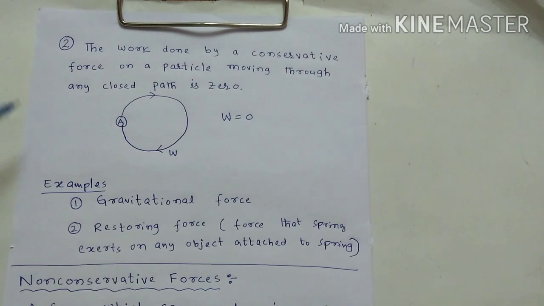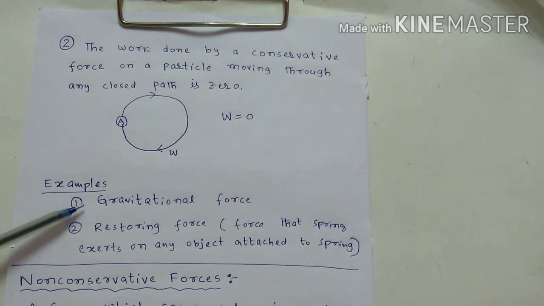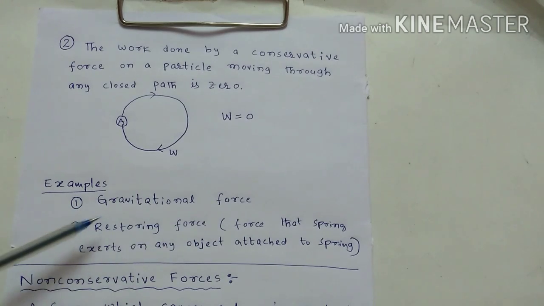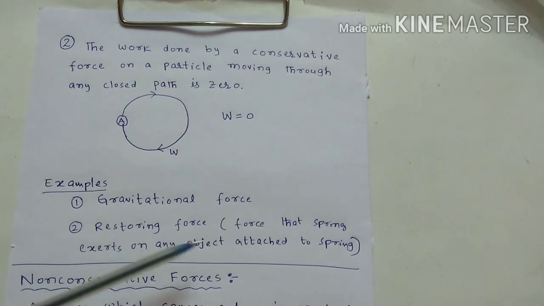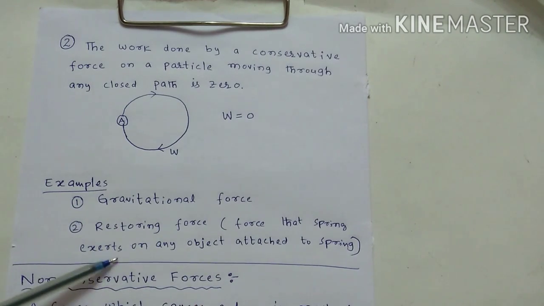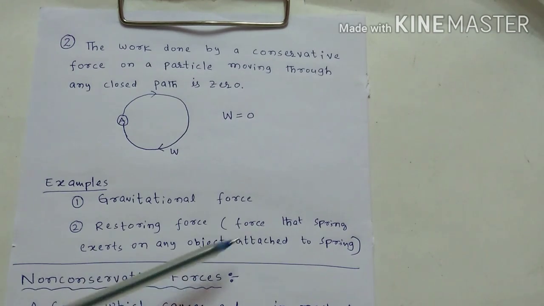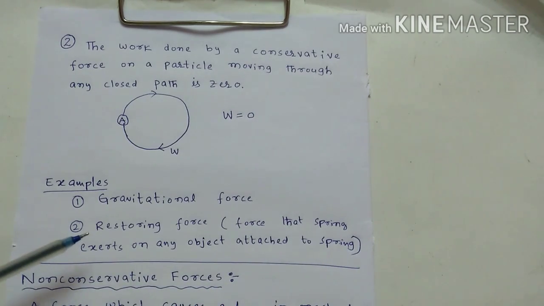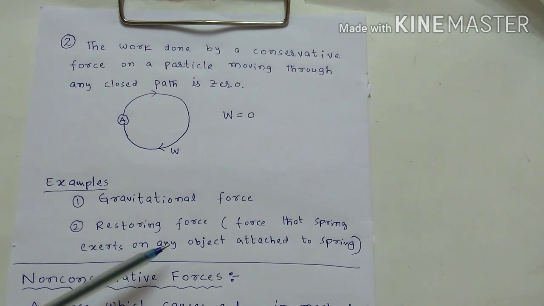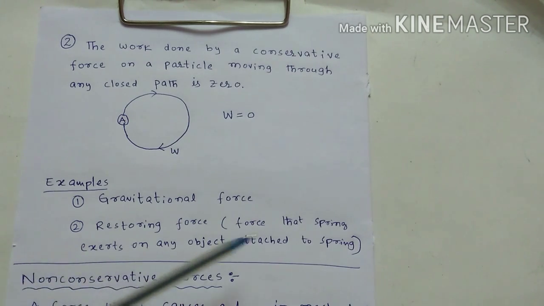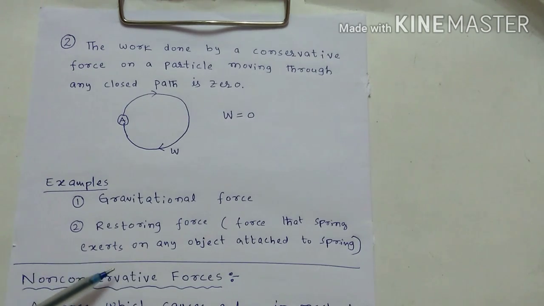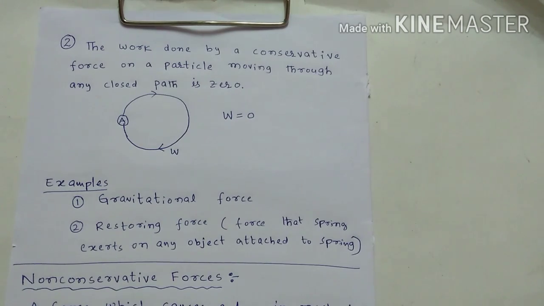Okay. I will give some examples for conservative forces. The first one is gravitational force. It is a conservative force. Second one, restoring force. Restoring force means the force that a spring exerts on any object attached to the spring. Take the spring and attach one side to a hinge, and the other side attach an object. You compress it or elongate it. The spring exerts a force on the object. That is also an example of a conservative force.